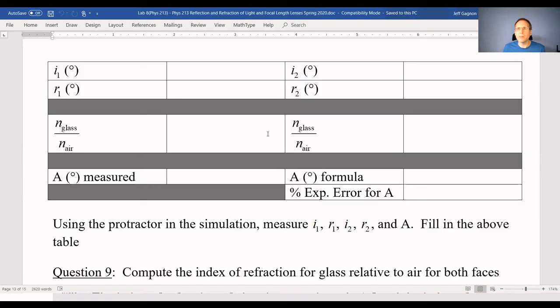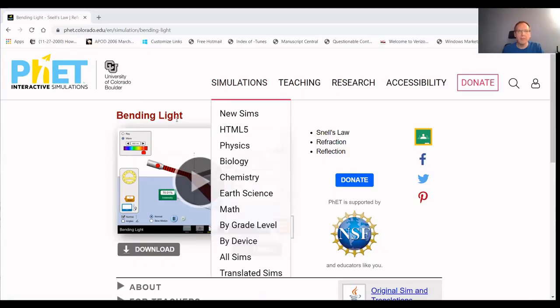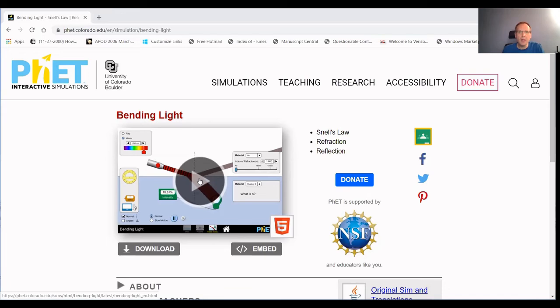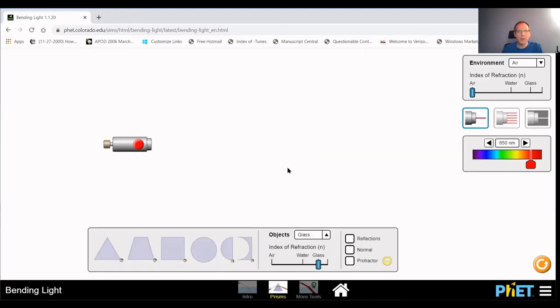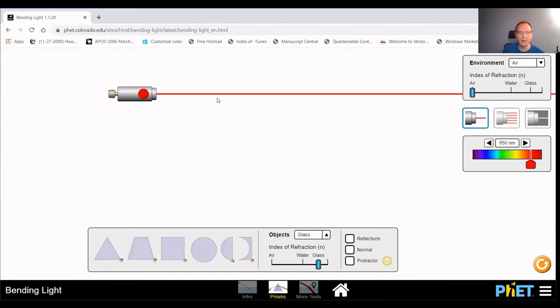Okay, so let me bring that up. Here's the website. Again, I'll give you guys the link. For some reason, the prism simulation didn't record correctly, so let me go over that again. You're going to go to that website from the link that I provided, the bending light simulation. You want to double click on it and then go to prisms. So here's the laser beam. We can move this around. It fires a single ray.